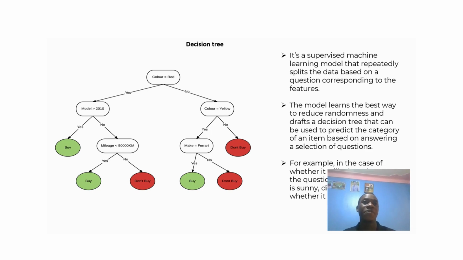The primary feature is whether the car is red. For example, you prefer red cars. If a car is red, you now look at the model. If a car is not red, look at which color it is. For example, if it is yellow, is it a Ferrari? If it's not, you don't buy. You continue until you get a proper decision that can help you predict the category of that item based on the particular questions about that feature.